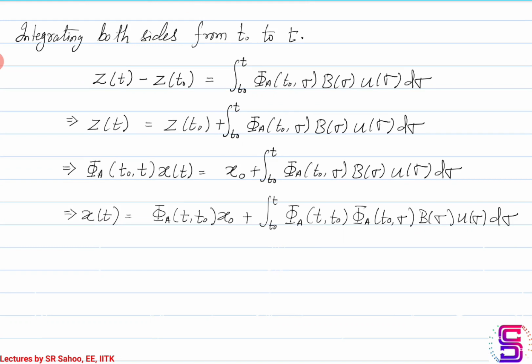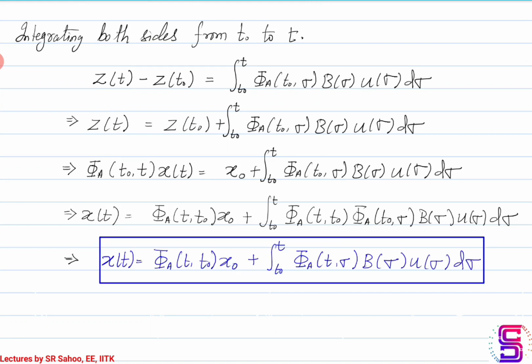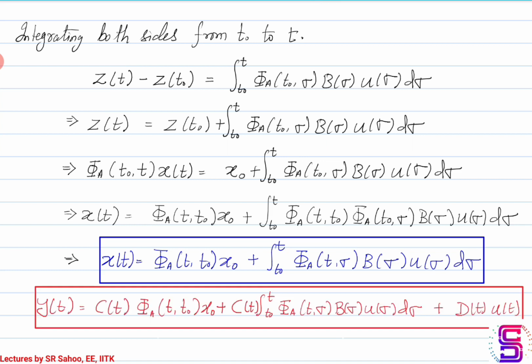Now if you look inside the integration, we have two state transition matrices being multiplied. One is from t to t0 and one is from t0 till σ. So from one of the properties of these state transition matrices, I can combine this product and express it as Φ_A(t, σ). That is what I get, the final expression of the solution for x. So x(t) is nothing but the state transition matrix times x0 plus the integral from t0 till t of the state transition matrix Φ_A(t, σ) B(σ) u(σ) dσ. So this is what I get for x.